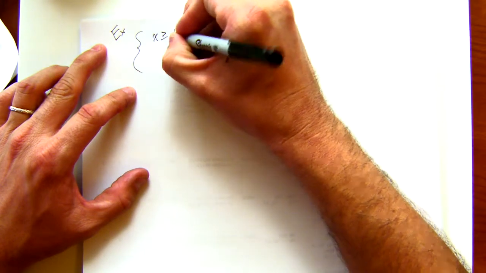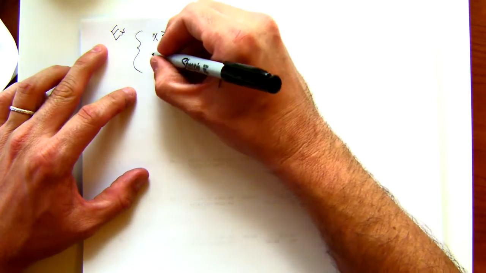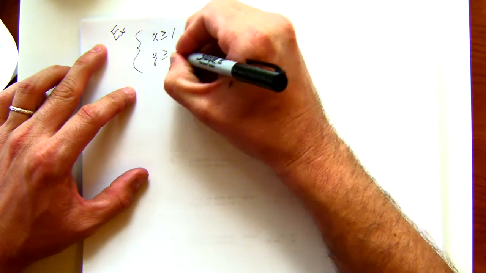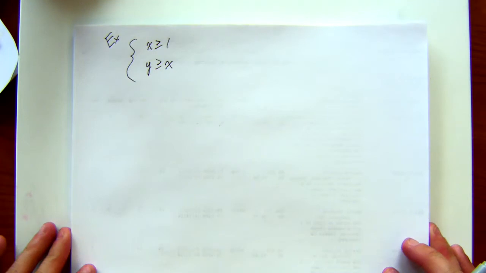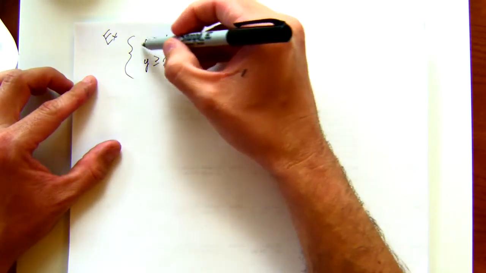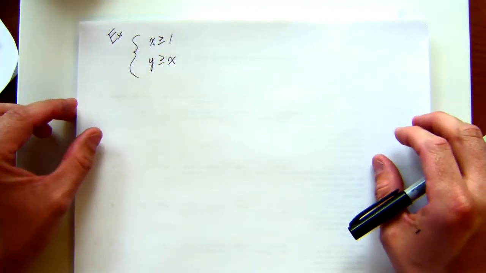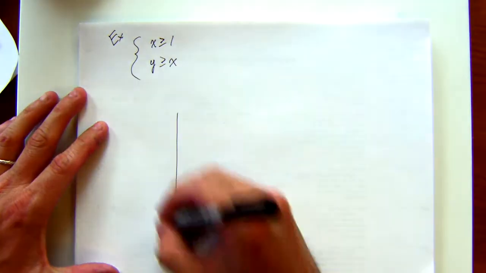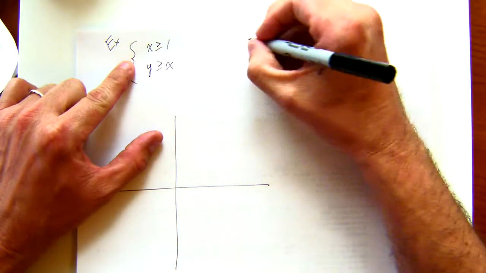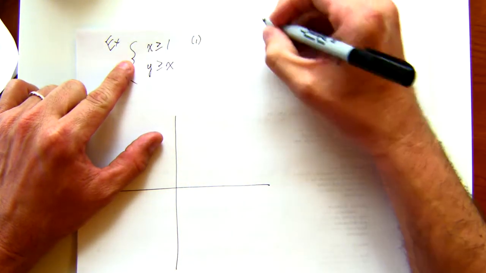X is bigger than or equal to 1. Y is bigger than or equal to X. So this is a system. I've got not equations, but these are inequalities now. So it's a system of inequalities. So for each one, I want to graph the related equation. So what is the related equation? Let's say we want to work for this one.